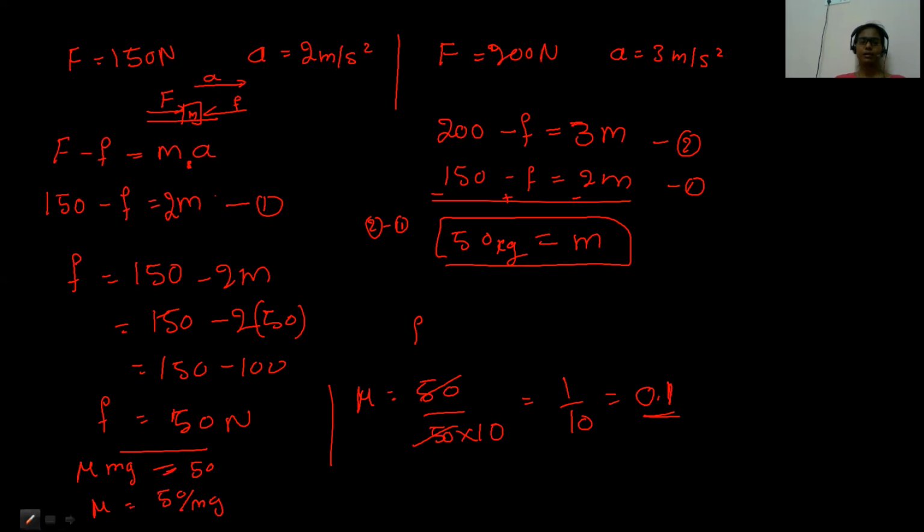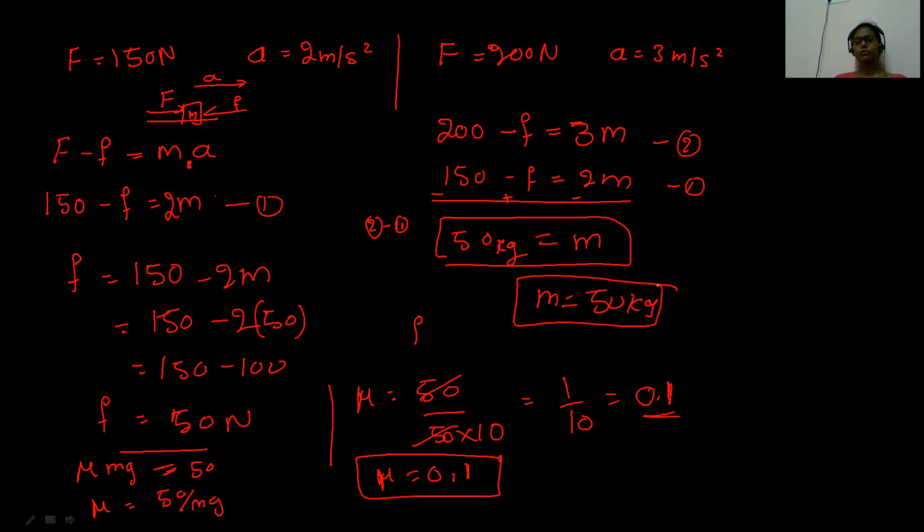Let us check the values. They are asking you to find the coefficient of friction. That is 0.1, no unit for this. And the mass of the block they are asking, that is m equal to 50 kg, you got. These are the two values you need to find from this question. I hope this is clear. Let us see the answers.